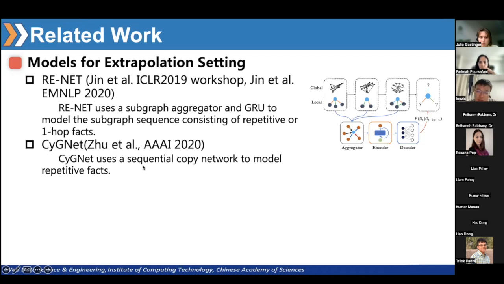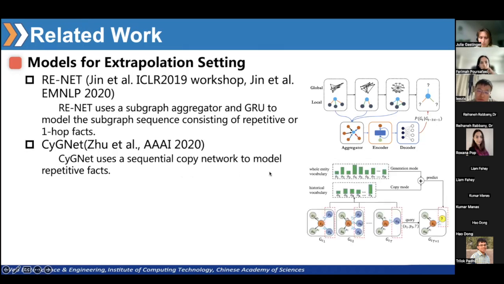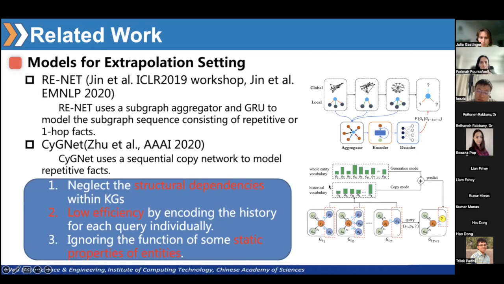And CyGNet uses a sequential copy network to model the repetitive facts. There are three limitations of this work. First, they neglect the structural dependencies within KGs. They only model subgraphs that are extracted in a hierarchical manner. Two, they have no efficiency because they encode the history for each query individually. And three, they ignore the function of some static properties of entities.